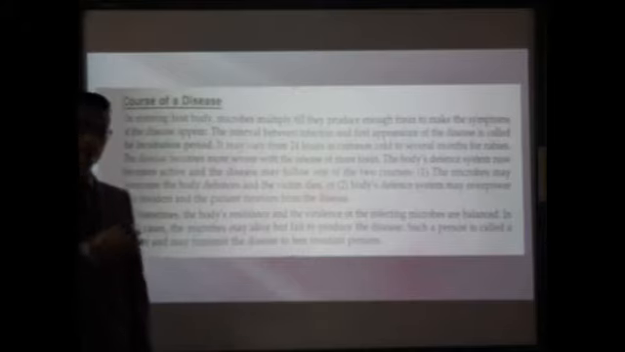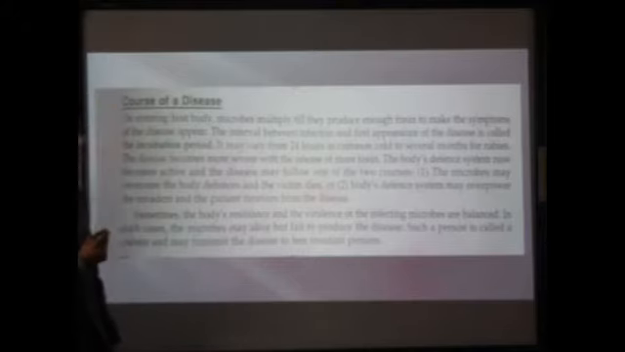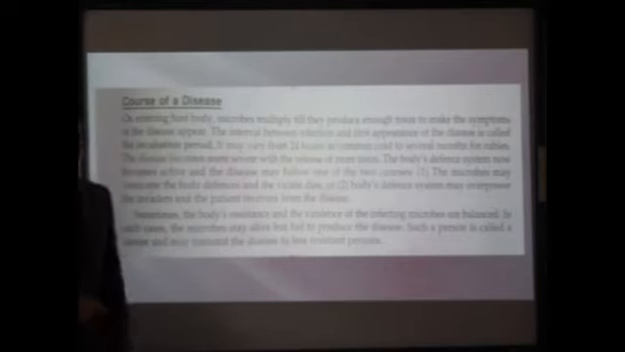Now what are those two courses when the body's immune system comes into action? The pathogens or microbes may overcome the body's defense. That means the pathogens will be able to resist the immune system of the body.